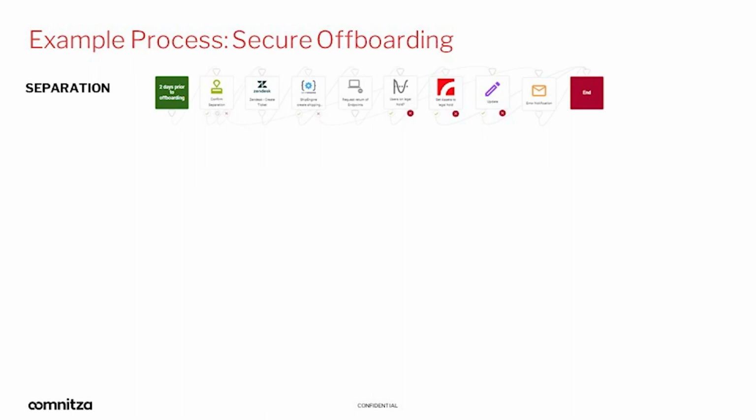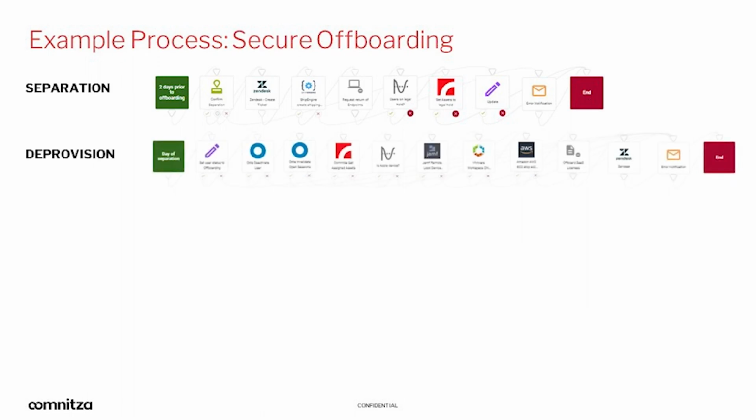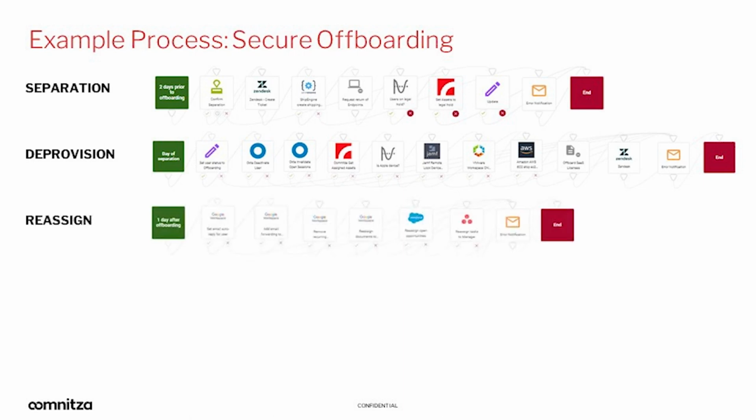Separation. A user is preparing to separate from the organization, whether it be voluntary, involuntary, planned, unplanned, group leave of absence, whatever that might be. Deprovision. This is where you remove access to systems. Reassign. Here, you deal with the work product associated with the user in whatever productivity system you use. Maybe it's Office 365, Google, or something else. You need to reassign emails, remove or forward calendar invites, reassign any open sales opportunities to avoid losing them, and reassign projects if a PM is leaving.